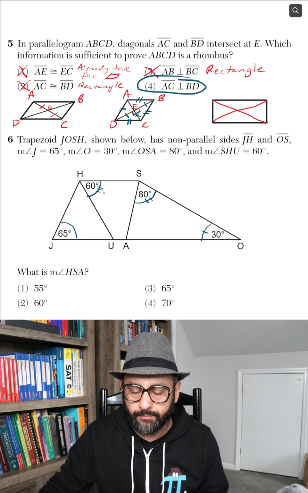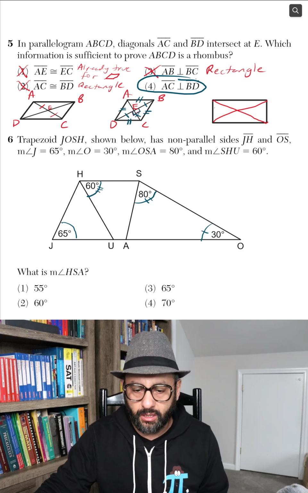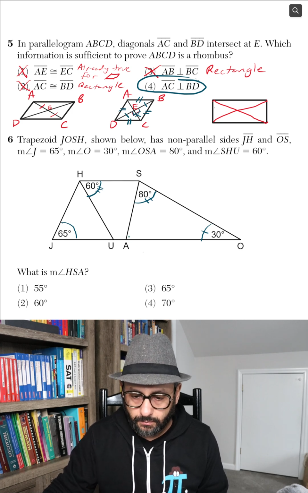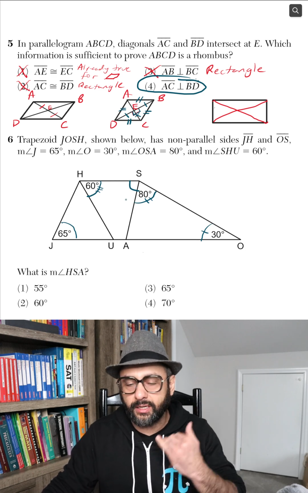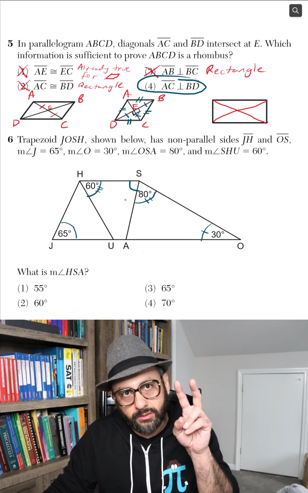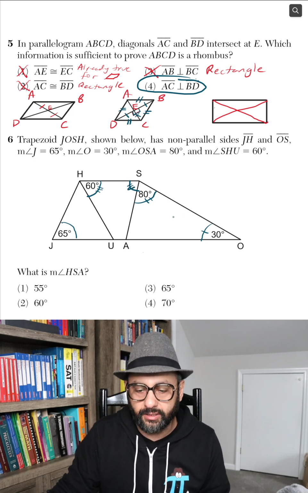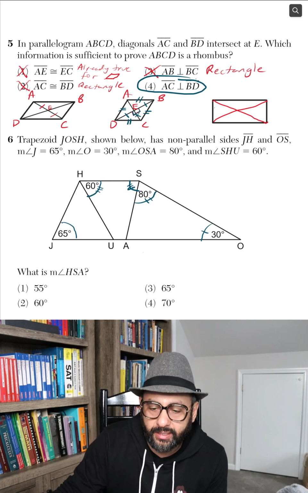1, 2, 3. So they want to know the measure of angle HSA. Okay? HSA. And actually, since I mark angles with dashes, if I have a fourth angle to mark, I just convert the dashes to Roman numerals. So I mark this one as IV, meaning Roman numeral 4. So they want to know the measure of angle HSA.